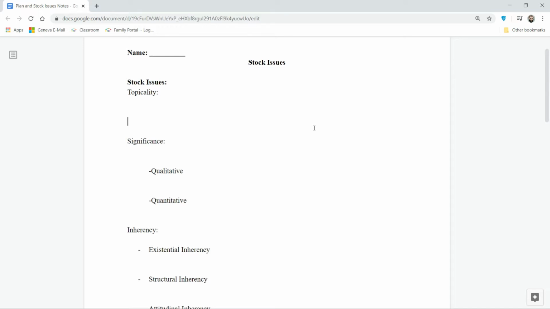So anyway, the next stock issue is significance. Significance is the idea that the affirmative team's plan, what they propose to do, has to be a big enough deal to be worth our bother.